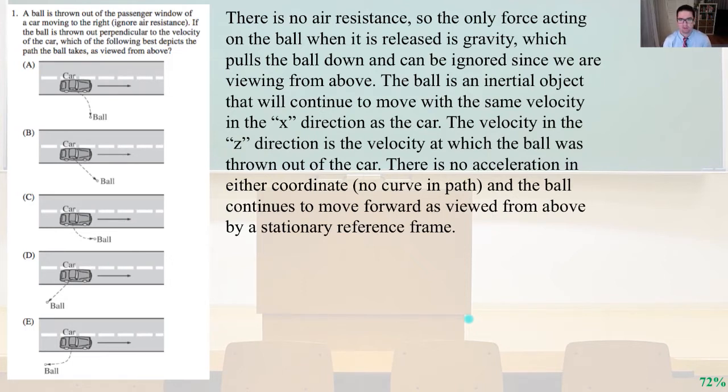So as the problem states, there's no air resistance, so the only force acting on the ball when it's released is gravity, which pulls the ball down, and it can be ignored since we're viewing the ball from above as the problem states. So the ball is an inertial object. It's going to continue to move to the right with the same velocity in the x direction as the car. The velocity in the z direction is the velocity at which the ball was thrown out of the car. There's no acceleration in either of those coordinates, so there's going to be no curve in the path. And the ball is going to continue moving forward as viewed from above by a stationary reference frame. So the answer that depicts that is answer B.